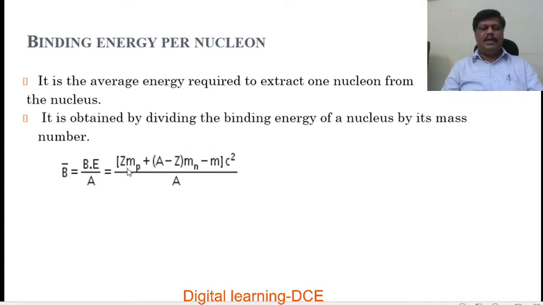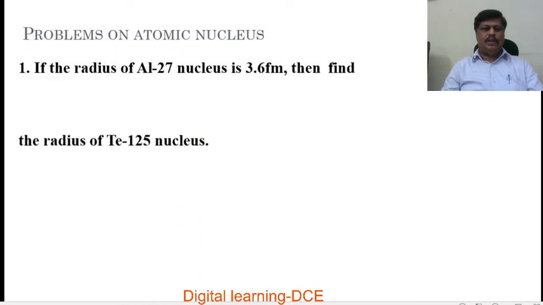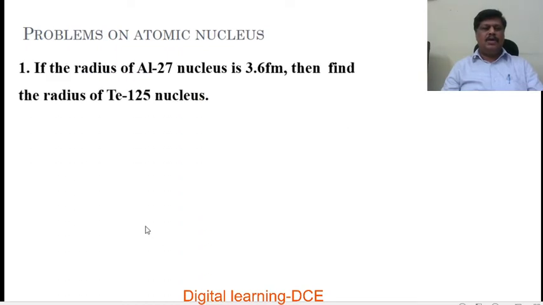Binding energy is given by [Z Mp + (A − Z) Mn − M] c², and the mass number is A. We already know that binding energy is equal to mass defect in atomic mass units into 931.5 MeV, where 1 AMU of mass is converted to 931.5 MeV. That means the energy equivalent of a mass defect of 1 AMU is 931.5 mega electron volt. Based on all these formulas, we'll do some problems.